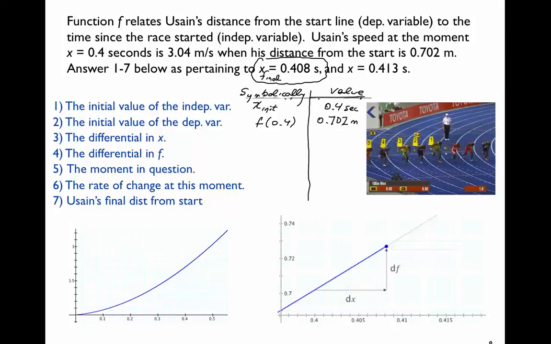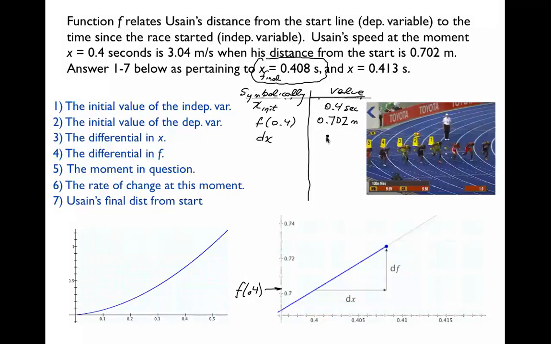Where do we see that on the graph? Where do we see this f of 0.4 equals 0.702 on the graph? Here? Oh, over here. I'm sorry, I should have said here. Right there. F of 0.4. 0.702. That's where we see f of 0.4. The differential in x, of course, is dx.